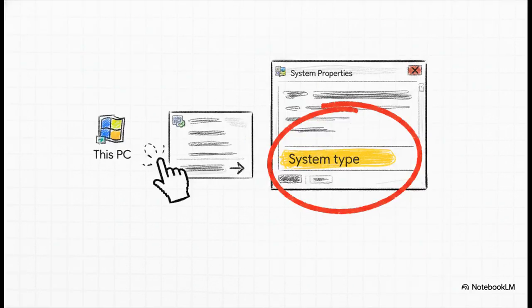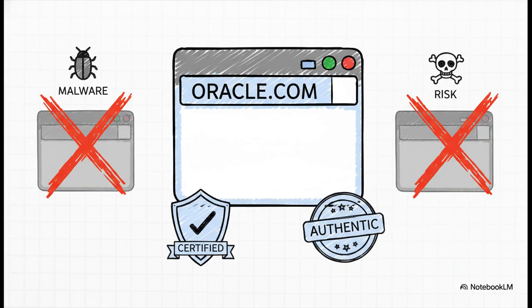And don't worry, finding this out is super easy. On a Windows PC, for example, you literally just right-click on This PC or My Computer, hit Properties, and boom, it'll say System Type right there. Takes 2 seconds. Okay, and this part is non-negotiable. I mean it. Only, and I mean only, download the JDK from the official Oracle website at oracle.com. Why? Because you know it's safe, you know it's the real deal, and you won't get any nasty surprises. Just stay away from third-party sites.